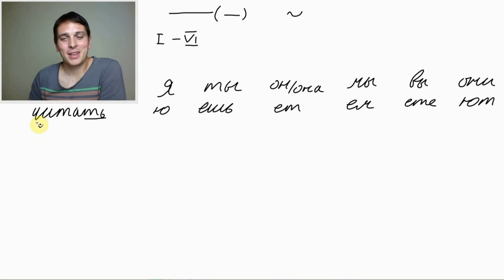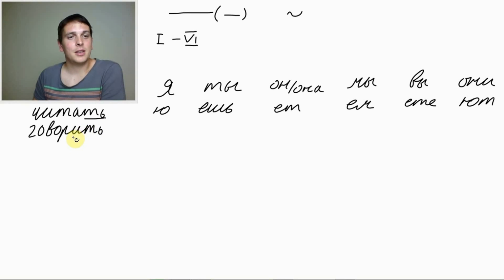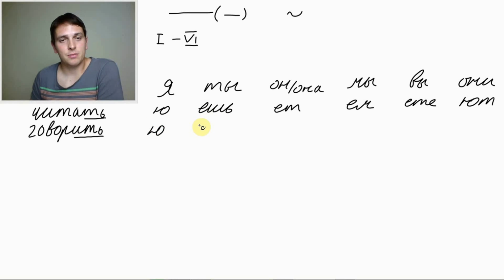We will see. So, говорить. Another example. Говорить, to speak. Here we need to remove the last three letters. So we get говор. And again, we replace the last three letters with special endings. Я говорю, I'm speaking. Ты говоришь.